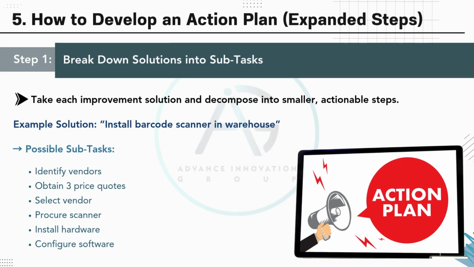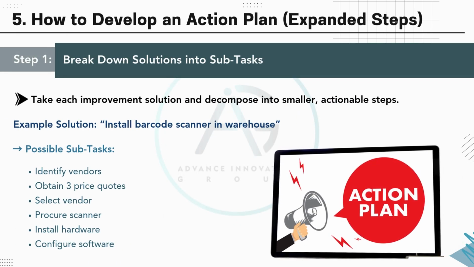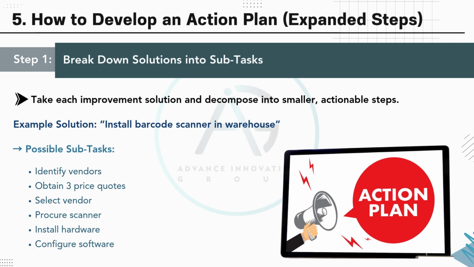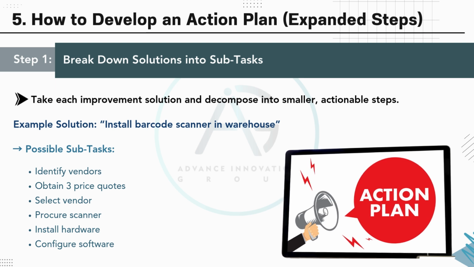The first step in developing an action plan is breaking down your solution into manageable subtasks. For example, if the solution is to install a barcode scanner, the subtasks might include identifying vendors, obtaining quotes, selecting the vendor, and so on. This breakdown ensures clarity and helps assign responsibility more effectively.